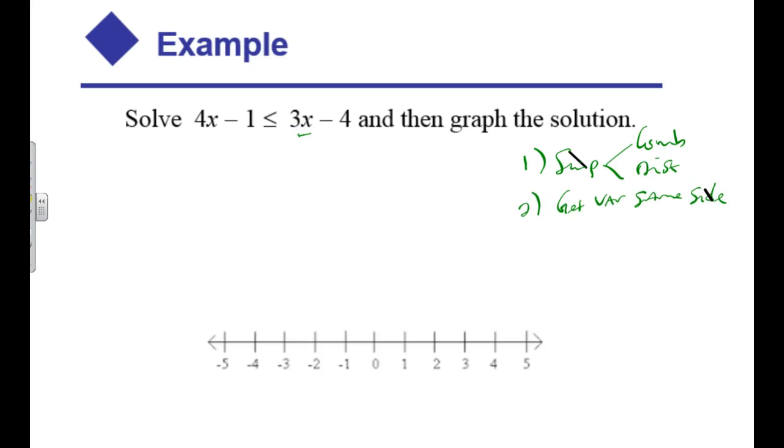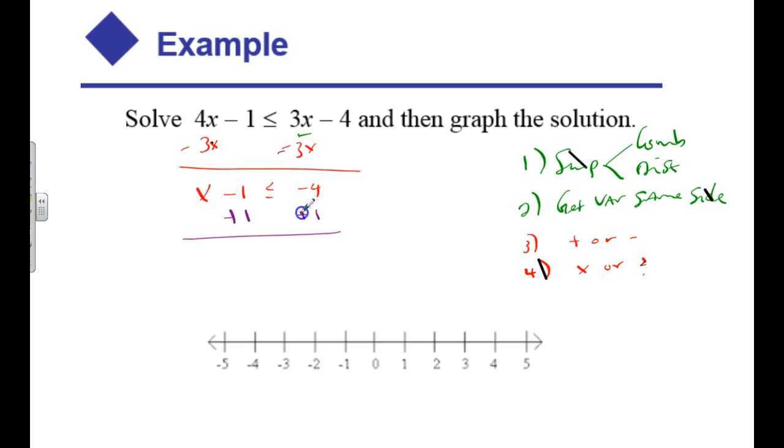So to get rid of the 3x, we're going to subtract that off from both sides, giving me just x minus 1 is less than or equal to -4. The third step is to add or subtract, and then the last step is to multiply or divide. So finishing this up, I'll add 1 to both sides. Remember, nothing happens when you subtract or add. It's only when you multiply by a negative or divide by a negative do I flip the inequality sign.